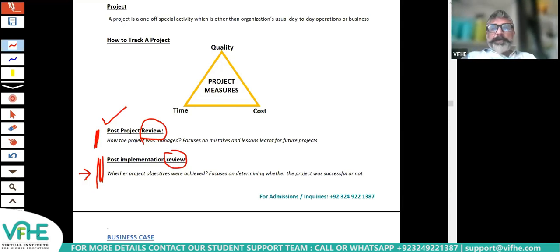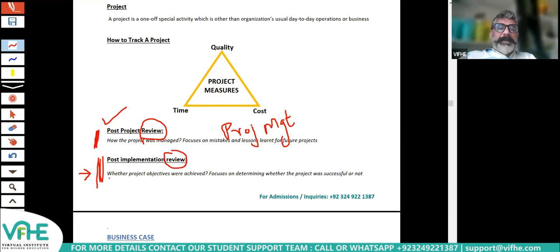So that if the project was not properly managed, it is a lesson learned, so that in the next future project, we do not make the same mistakes. We do proper or better project management. So the focus is on project management, how the project was managed.